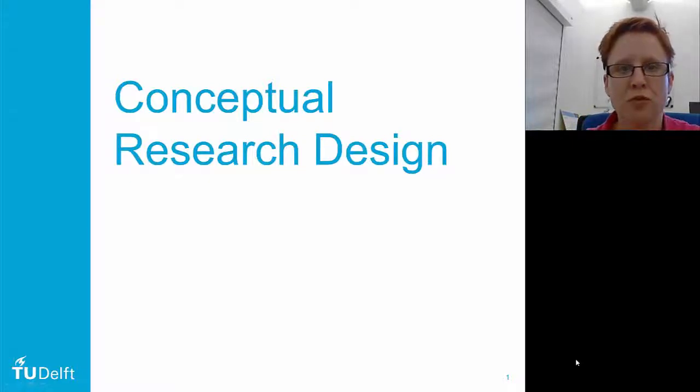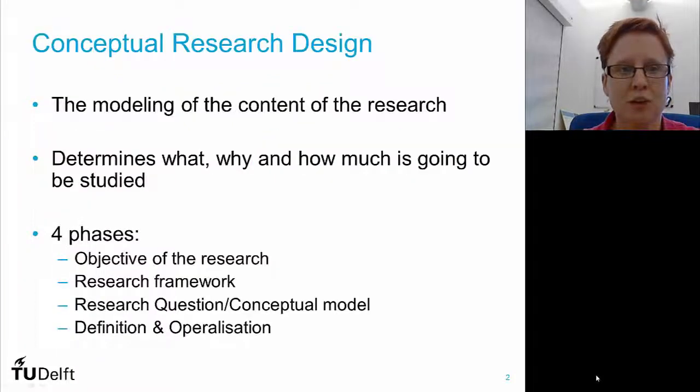This is a continuation of the research design lectures, and in this lecture I'm going to talk about the conceptual research design, so the design before you actually start planning your research. During this lecture we will look at how you design this concept, so we're looking at the modeling of the content of the research. We will determine what, why and how much is going to be studied, and we'll look at those four phases that we've talked about before: the objective of the research framework, the research question or the conceptual model, and the definition or prioritization of such things.